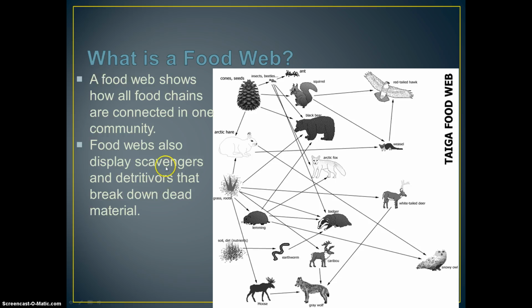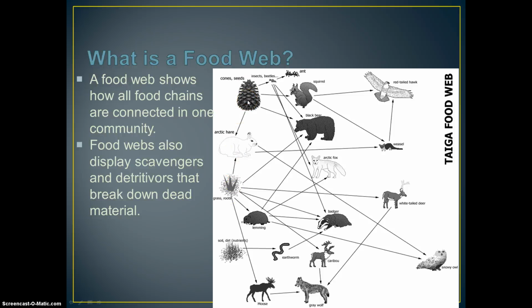We also have scavengers, which are going to eat dead material as well, but we also have our bacteria living in the soil, and these guys are decomposers. Okay, all three of those are big components in a food web. And if you look here, we're starting off with our cones and seeds. That is a producer that comes from our plant. So is the grass and roots. And these two together are going to form the basis of this food web.